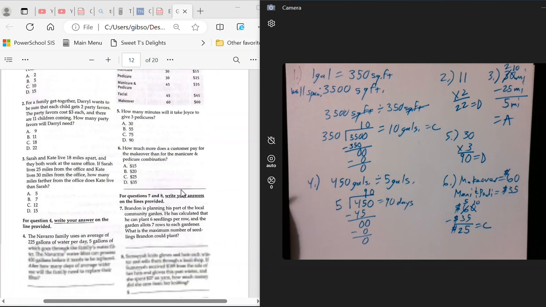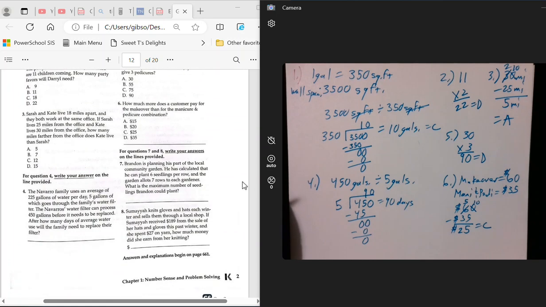Okay, now we come here to problems 7 and 8. It says for questions 7 and 8, write your answers on the line provided. Brandon is planting his part of the local community garden. He has calculated that he can plant 6 seedlings per row, and the garden allots 7 rows to each gardener. What is the maximum number of seedlings Brandon could plant?